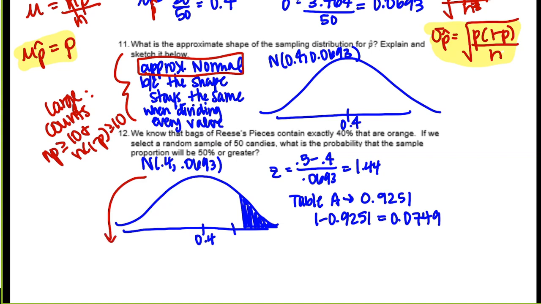What we can do for our notation is capital N, the mean equals p, and the standard deviation was the square root of p(1 minus p) over n. So we need that notation to set up a problem. We got our normal curve.